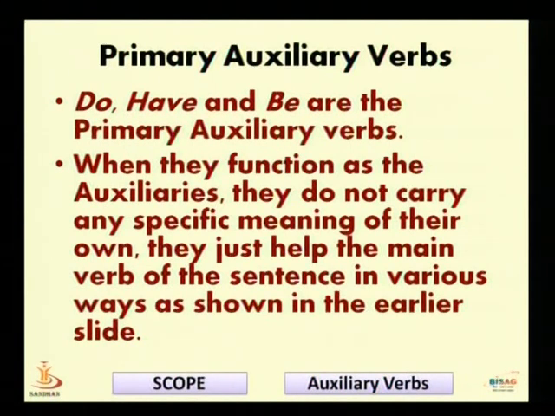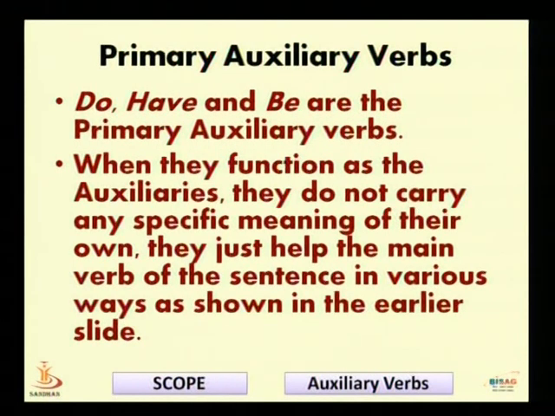For example, I do my work regularly. Here do is used as the main verb. But when I turn it to negative, I seek the help of do as the auxiliary form. So when I make it negative, I say, I do not do my work. Here, friends, you might have seen do occurs twice, but the function of the two is totally different from each other.